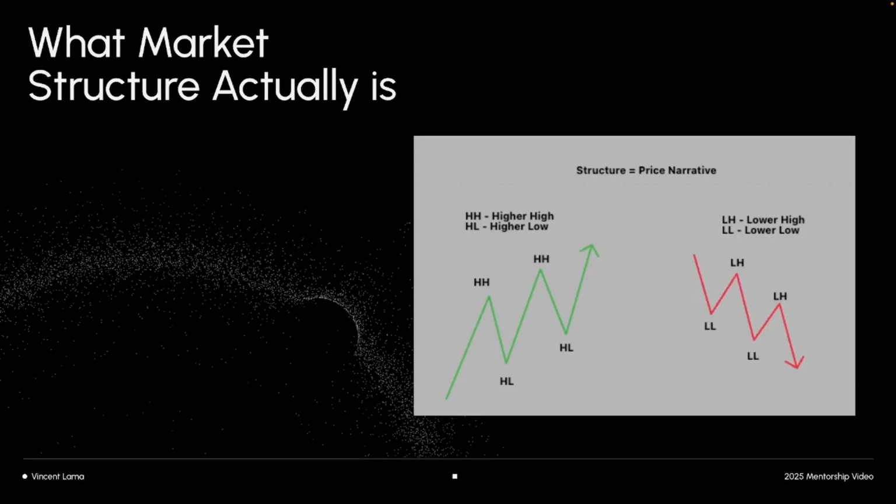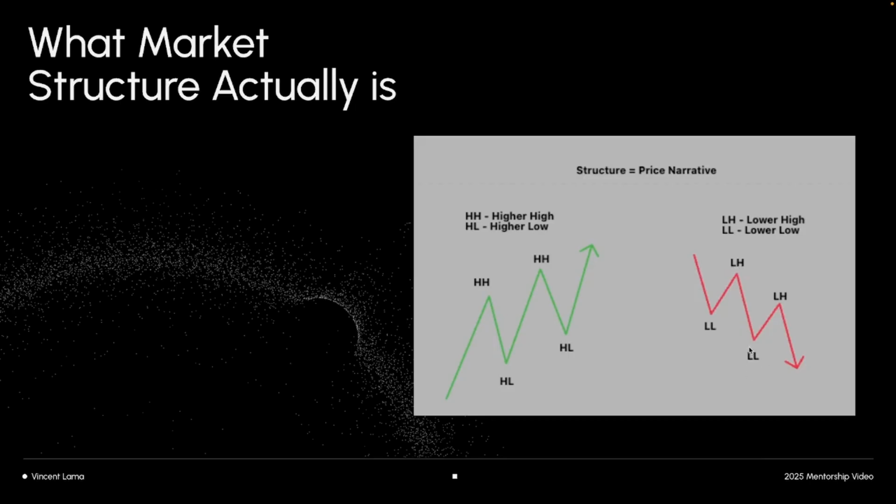So what is market structure? Structure is simply how price builds a story. Swing highs and swing lows stacked over time. A bullish structure, shown here, is higher highs and higher lows, indicated with the HH and HL, HH being higher highs, HL being higher lows. This is market structure to the upside. A bear structure has lower highs right here, indicated with LH, and lower lows with LL.